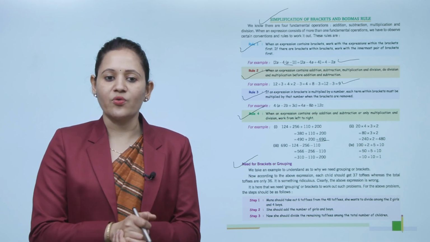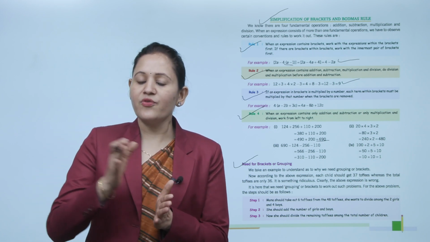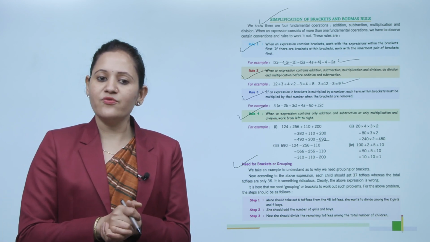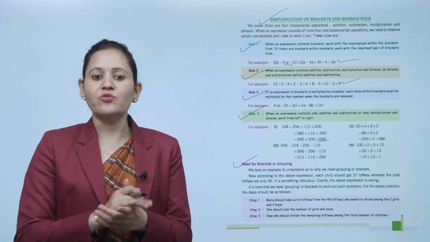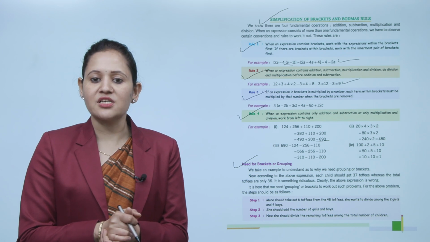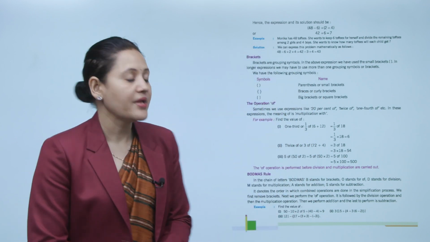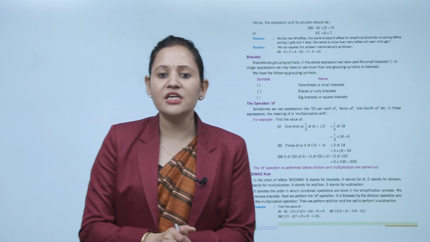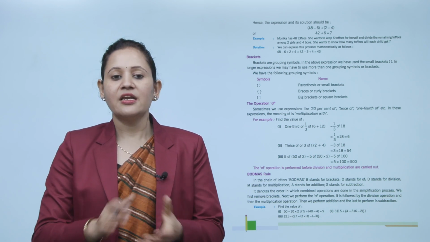For the above problem, the steps should be as follows. Step 1. Mona should take out 6 toffees from the 48 toffees. She wants to divide among the 2 girls and 4 boys. So, she should add the numbers of girls and boys. Now, she should divide the remaining toffees among the total number of children. Hence, the expression of the solution should be 48 minus 6 divided by 2 plus 4. So, 42 divided by 6, that is 7. Now, we will take an example.